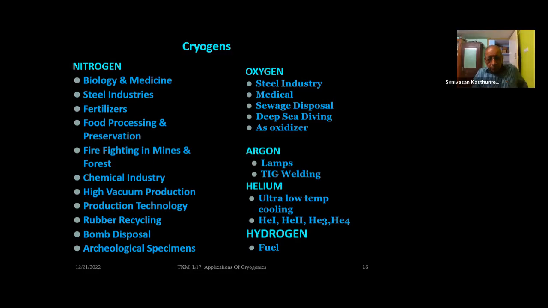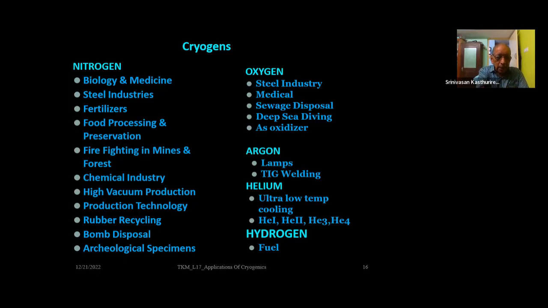Where are the applications? Now, if you look at the cryogens, each cryogen has certain applications. So we can talk about cryogens like nitrogen, oxygen, argon, helium, and hydrogen. These are the various cryogenic fluids that one normally encounters. Nitrogen being inert, and the availability of nitrogen being very high, the applications of nitrogen are many.